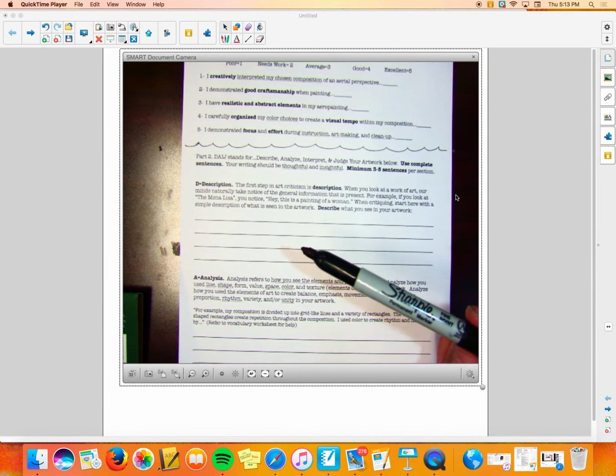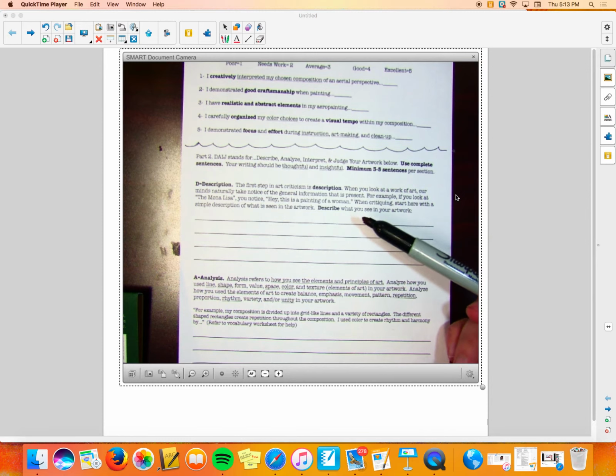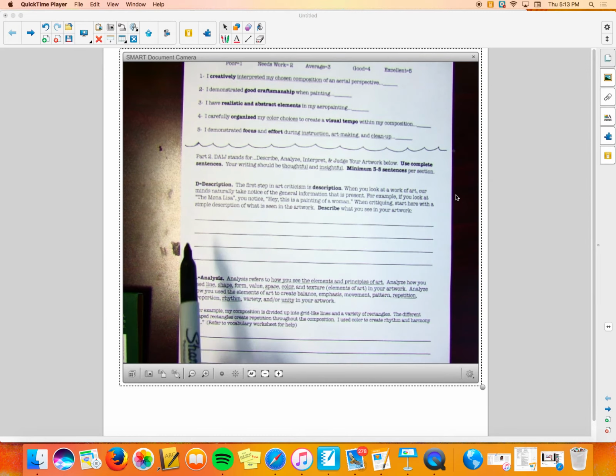And then I might also talk about another painting in comparison so that you better understand the meaning of what they're asking you. So the first step is to describe your artwork. So in this step, a lot of people overthink it. It actually means exactly what I'm going to say, which is, what do you see in your artwork?